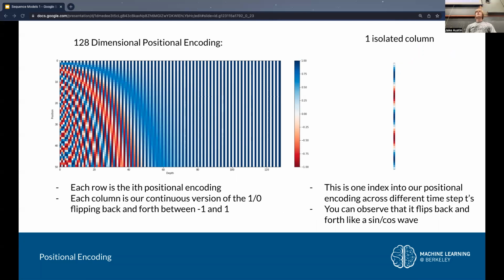Are there questions on positional encodings? This is definitely one of the weirder concepts.